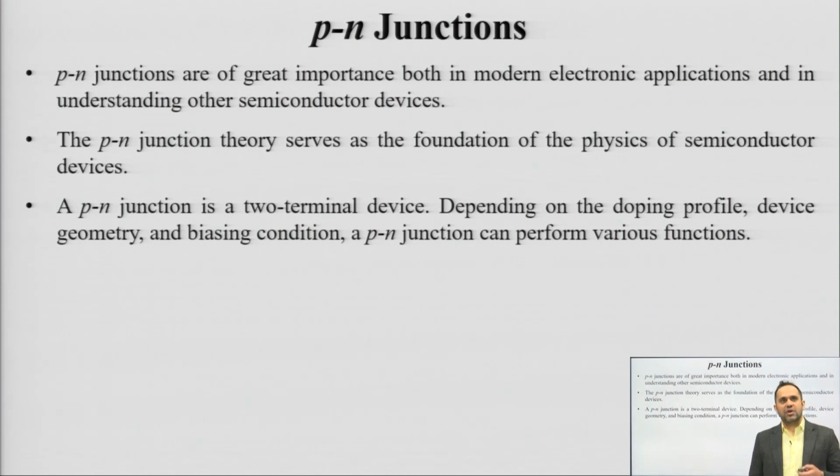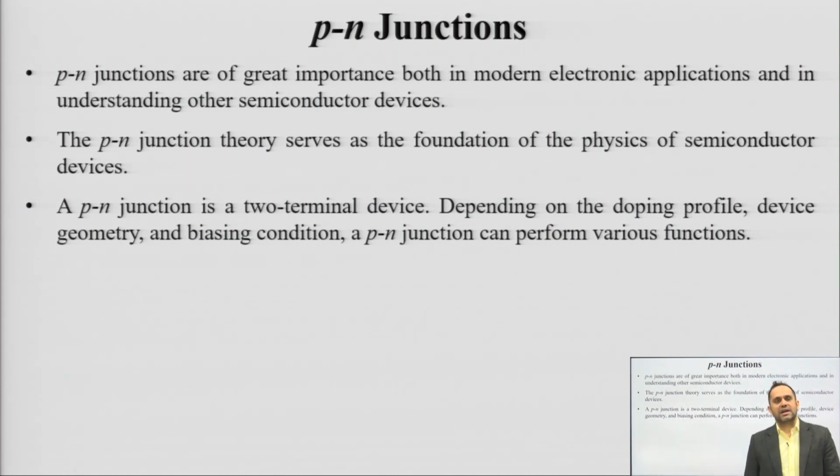So, if I want to describe p-n junctions, I would say that these junctions are quite important for all modern electronic applications and to understand the underlying behavior of semiconductor devices. The p-n junction theory serves as the foundation of the physics of major semiconductor devices. A p-n junction by itself is a two terminal structure. You will have one connection to access the p side of the junction, and one terminal or metal connection to access the n type region.